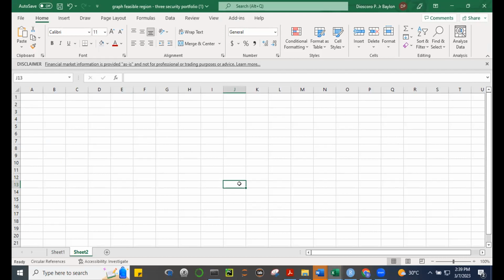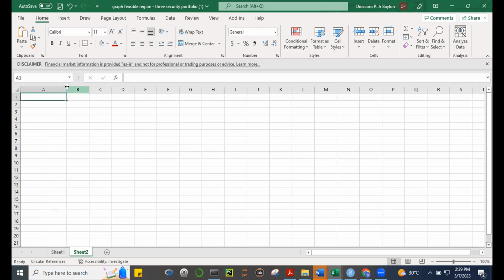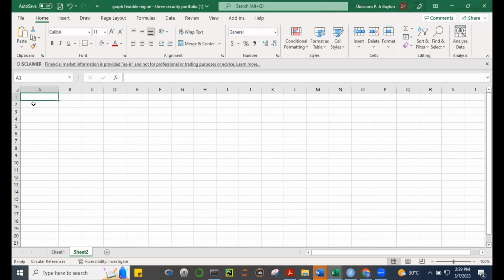Yes, sir. Okay, so it's easy for us to download data from Yahoo Finance. But actually, if you're connected to the internet and you're using Excel, you can also download data directly. You don't have to visit Yahoo Finance, the website. So let me illustrate to you.